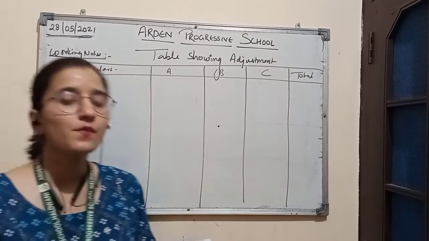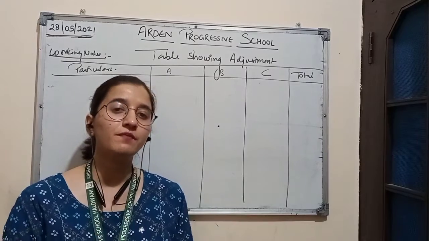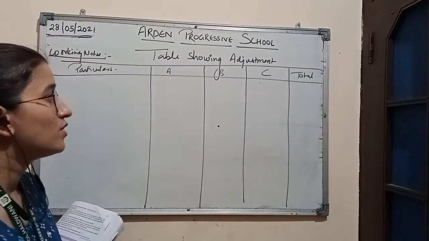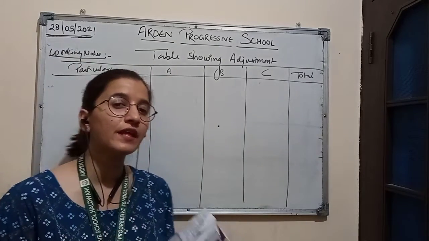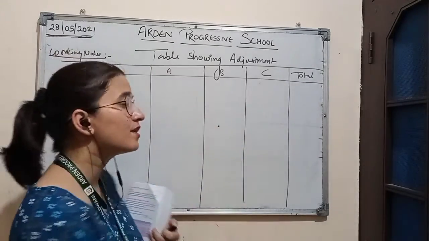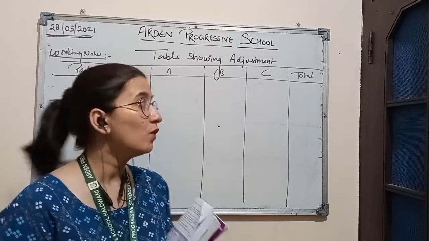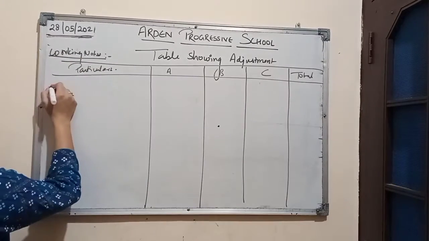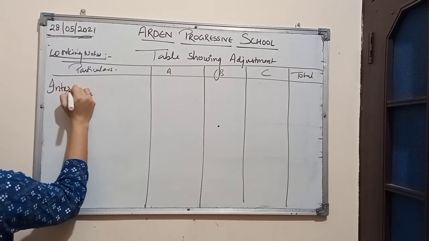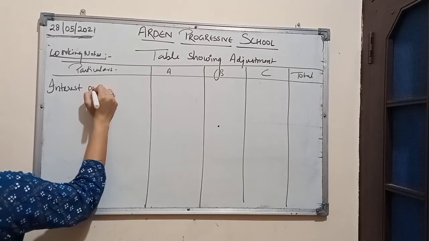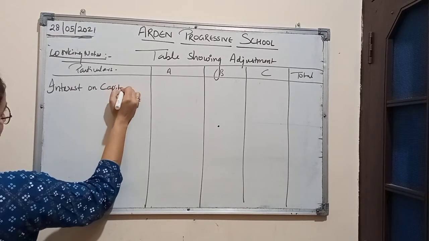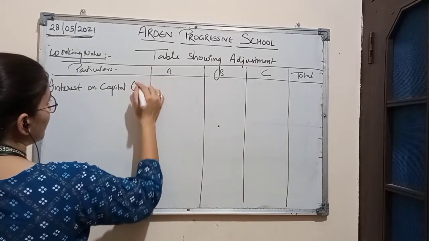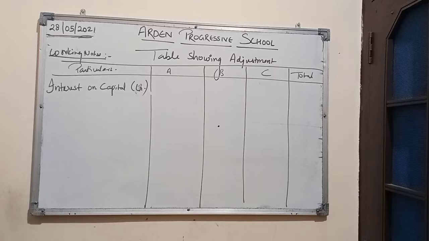Now, in the question it is given that the firm has omitted interest on capital and interest on drawings. As we have calculated the opening capital of all three partners, interest on capital will be charged on opening capital only. So here we will write the first error, which is omission of interest on capital. As it is an income for the partner, it will be credited to the partner's account.